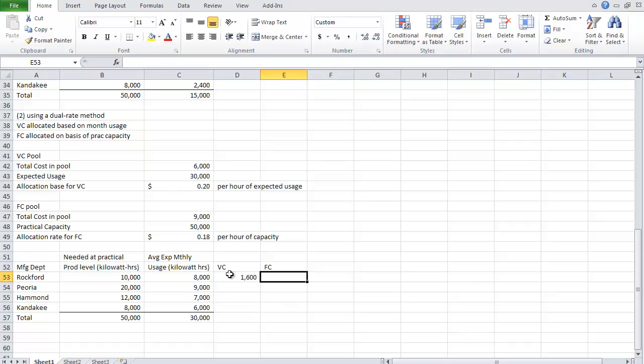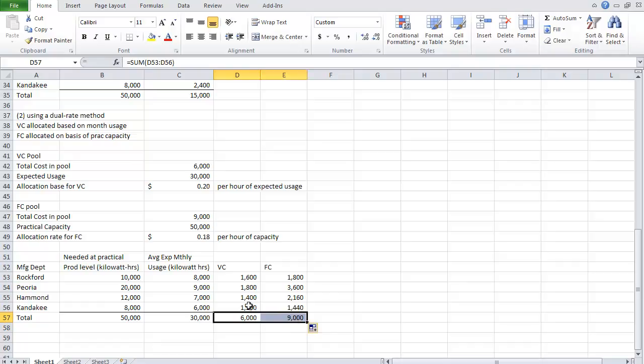We'll do the same thing for our fixed cost, which we're told we were going to allocate based on practical capacity. So we take our practical capacity and multiply it by the allocation rate per hour of practical capacity. We'll absolute value that. And now we can just copy this block down. And we've just allocated it based on the dual method.